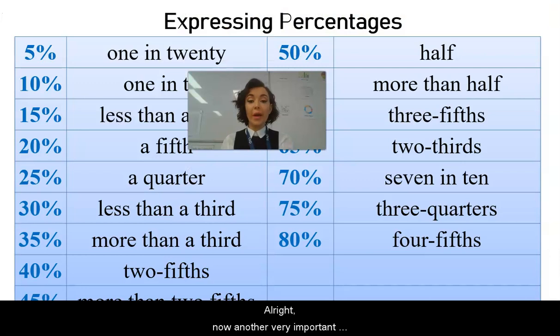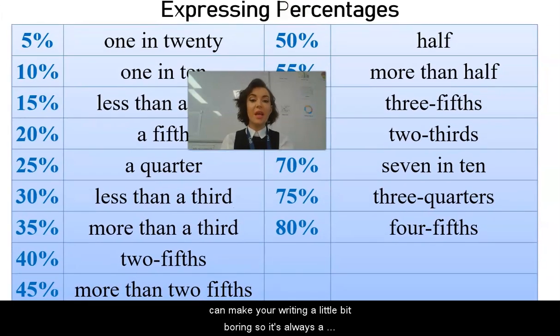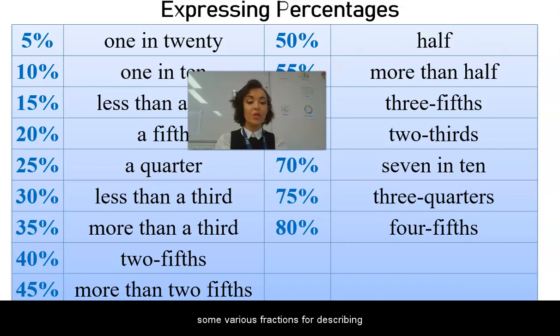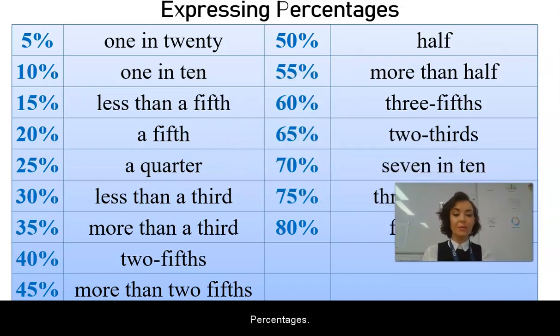All right, now another very important thing you need for task 1 are various expressions to write about percentages. Just saying at 50% can make your writing a little bit boring. So it's always a good idea to use vocabulary to express percentages instead of just copying the number that's there. Because of course this shows your vocabulary. So if you look on my screen here, you can see I've given you some various fractions for describing percentages.